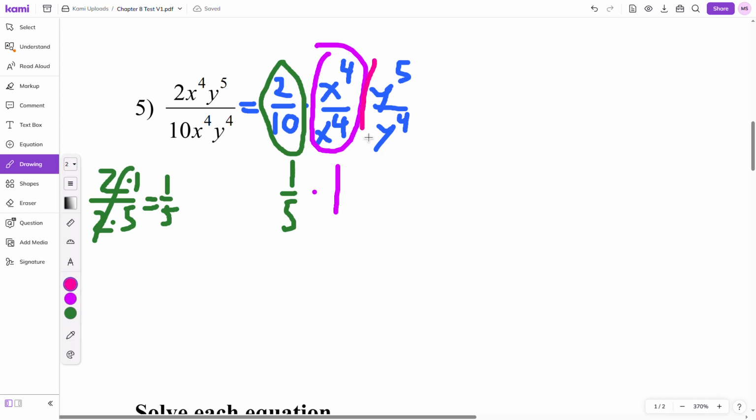And then, finally, we have y to the 5th divided by y to the 4th. And for this, you're supposed to know the rule that when you divide two variables, or really any number with the same base, and they have different exponents, you subtract those exponents. So this becomes y to the 1.